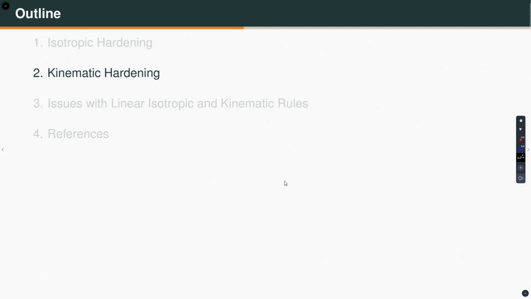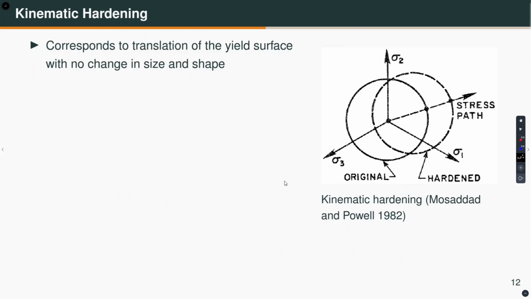Now, let us talk about kinematic hardening. Unfortunately, I will not be able to do an example of kinematic hardening, because the OpenSees J2 plasticity material model does not have kinematic hardening. Nevertheless, let us understand conceptually what it means. So, kinematic hardening corresponds to translation of the yield surface with no change in size and shape.